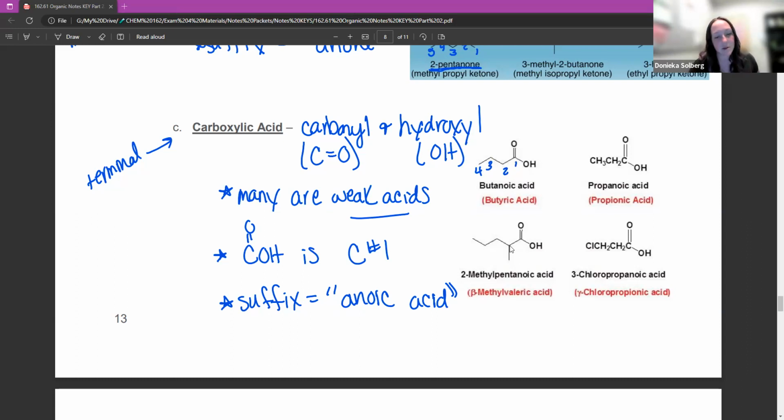2-methylpentanoic acid because there's a methyl on carbon 2. 3-chloropropanoic acid. This is always carbon 1, so chlorine is on carbon 3. Okay, so you have to figure out which one is more important. The family, the aldehyde, ketone, carboxylic acid, is always more important.